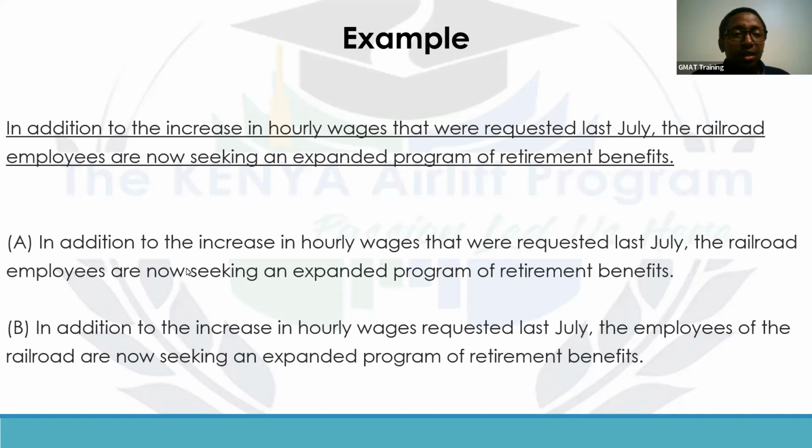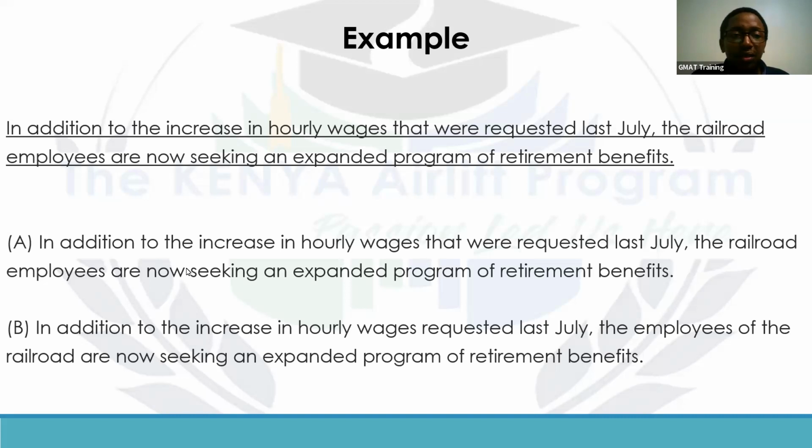So our sentence reads, "In addition to the increase in hourly wages that were requested last July, the railroad employees are now seeking an expanded program of retirement benefits." From this example, we can tell the meaning straight away: the railroad employees requested to have their hourly wages increased, and that was last July, and now they are seeking an expanded program of retirement benefits.